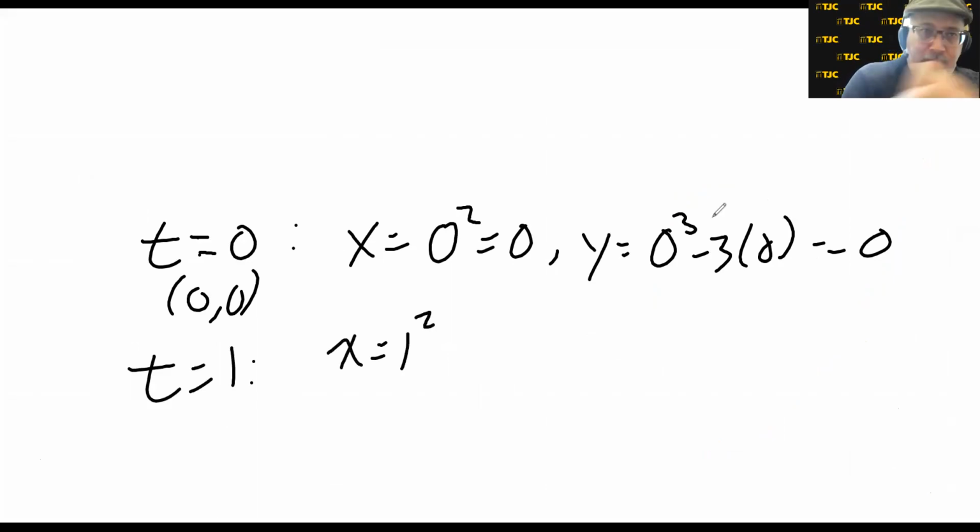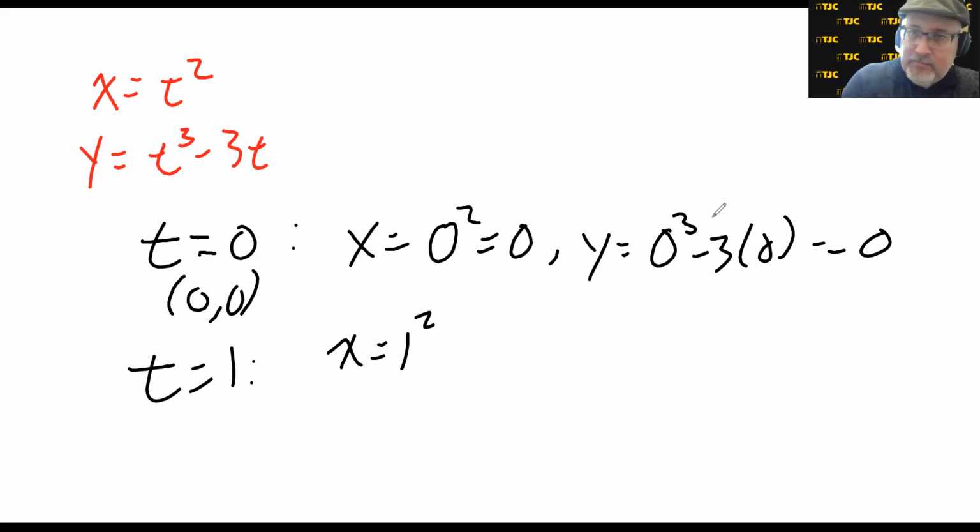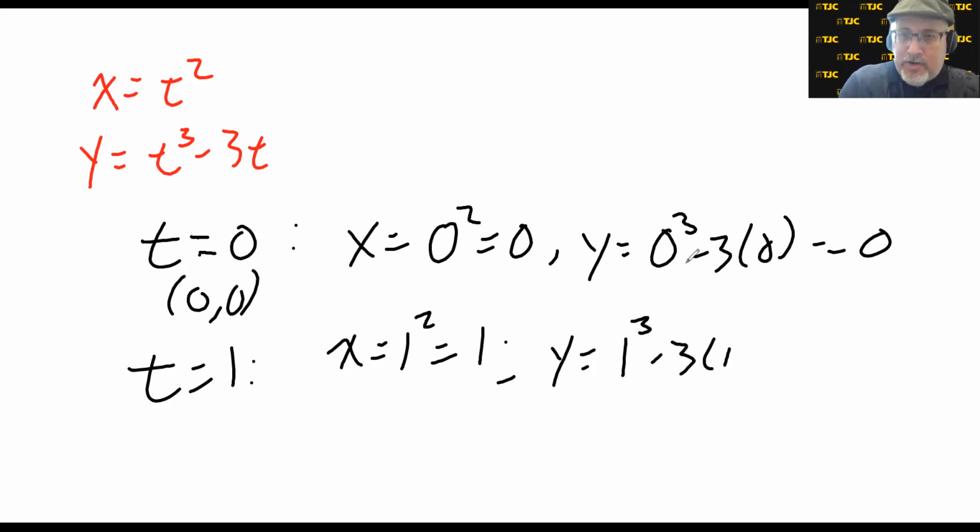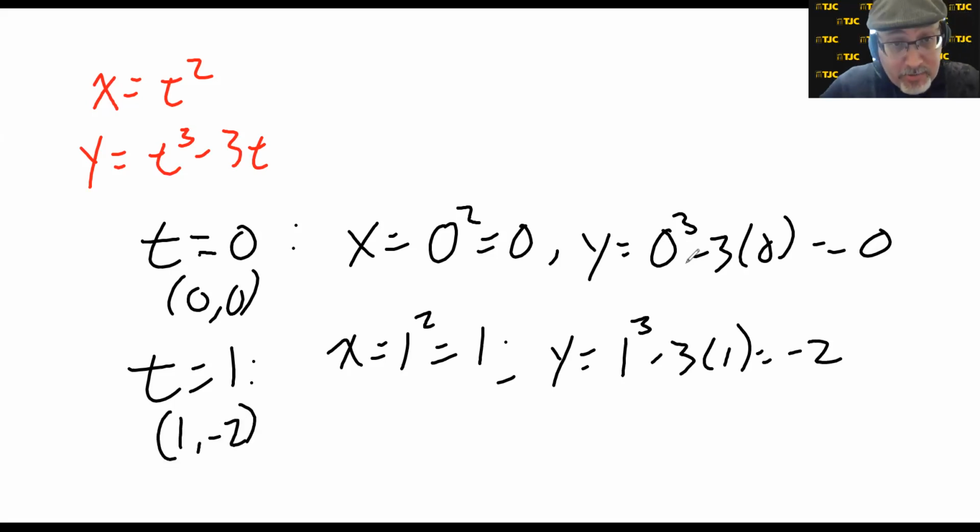And in case you don't have it written down, remember that x is equal to t squared, and y is equal to t cubed minus 3t. So when t is equal to 1, x is equal to 1 squared, which of course is 1, and that's purple. And y is equal to 1 cubed minus 3 times 1, which is -2. So t is equal to 1 at the point 1, -2. Maybe a little counterintuitive because you might have expected it to be at the top of that curve instead of the bottom.